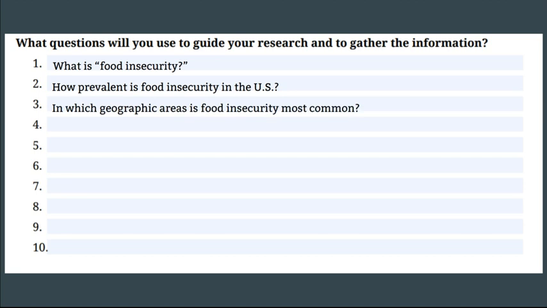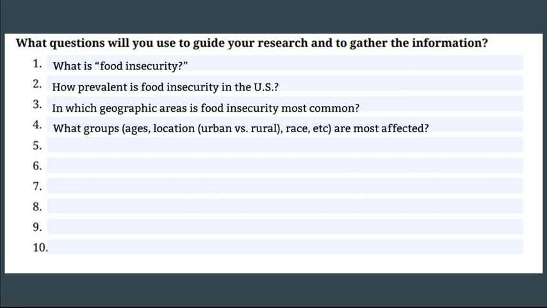Next, I'm looking at in which geographic areas is food insecurity most common. So by geographic areas here, I just sort of mean, are we talking about the western part of the US? Are we talking about the Midwest? Are we talking about the South? Sort of big geographical areas. Are there particular states where it's a bigger issue than in other states? That sort of thing. Next, what groups based on age, location, so urban areas versus rural areas, race, other groups and factors, demographic information, are most affected by food insecurity?